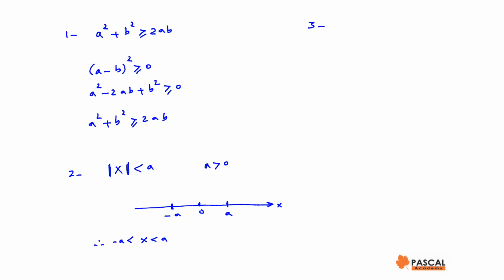Example 3, solve 3x minus 1 greater than 4x plus 5 for x. We say 3x minus 4x is greater than 5 plus 1, so minus x is greater than 6. We divide both sides by negative 1. By doing so, we have x is smaller than negative 6. When we divide both sides of an inequality by a negative number, the direction of inequality changes.